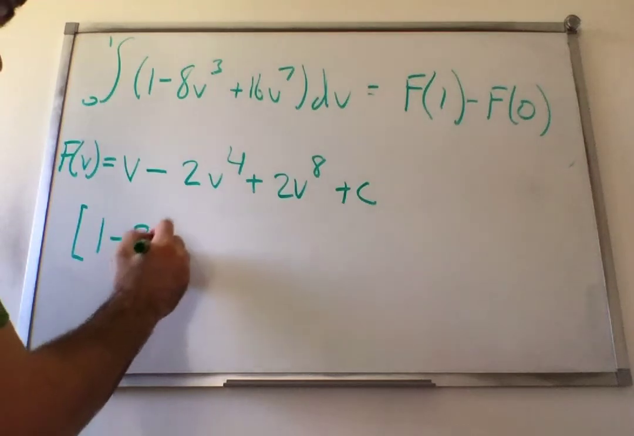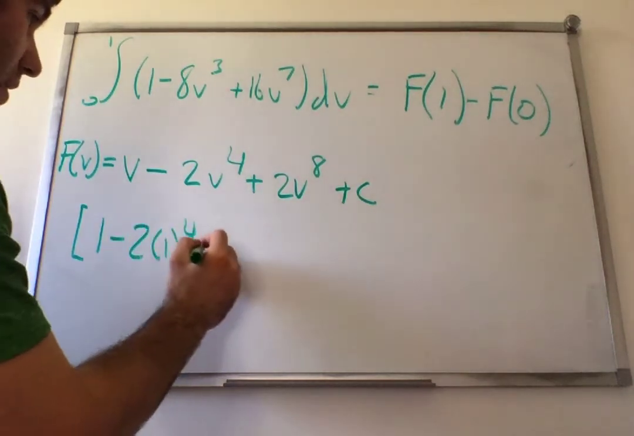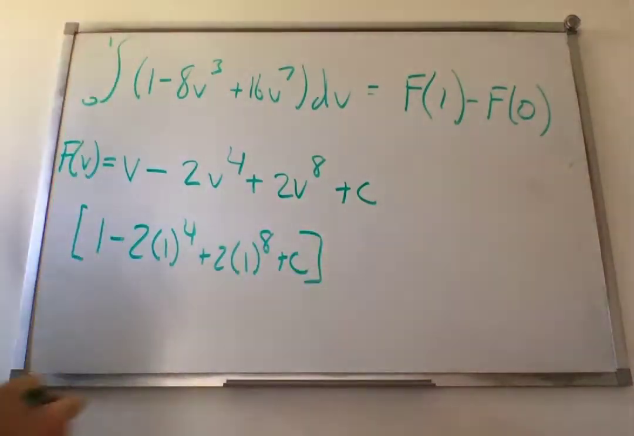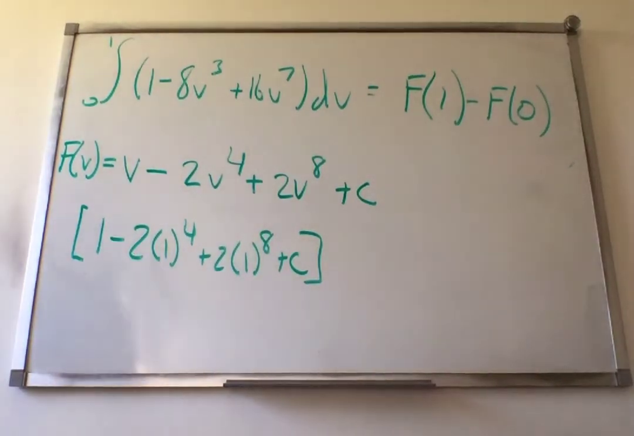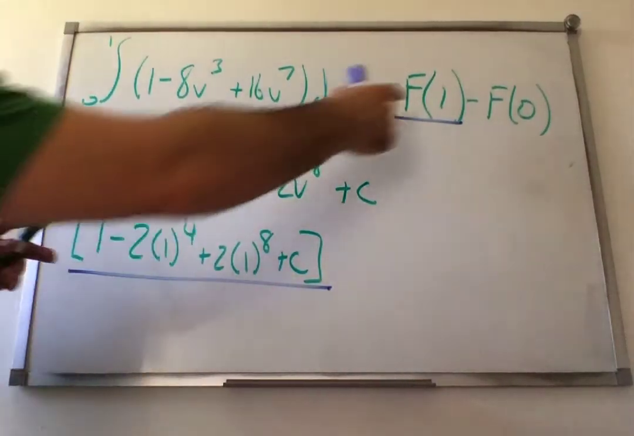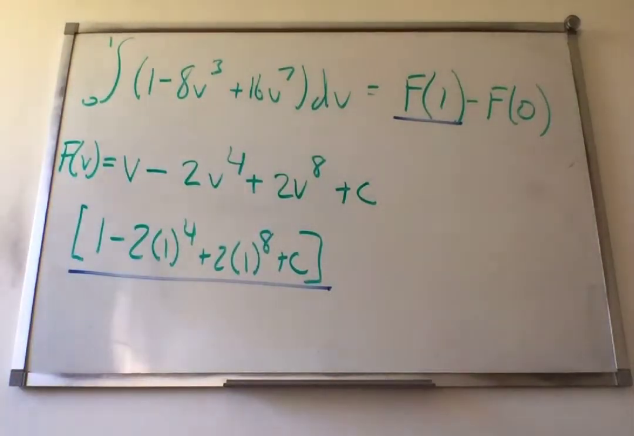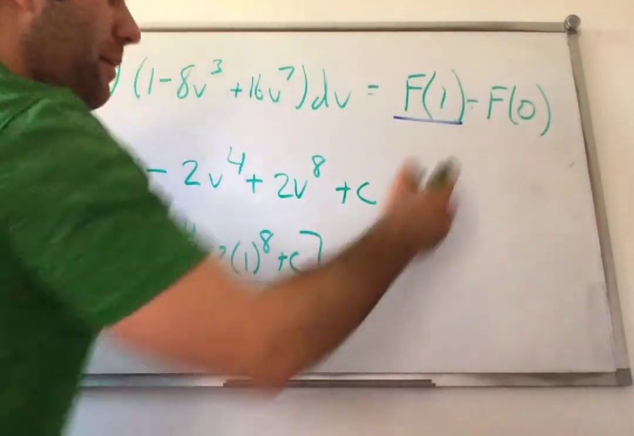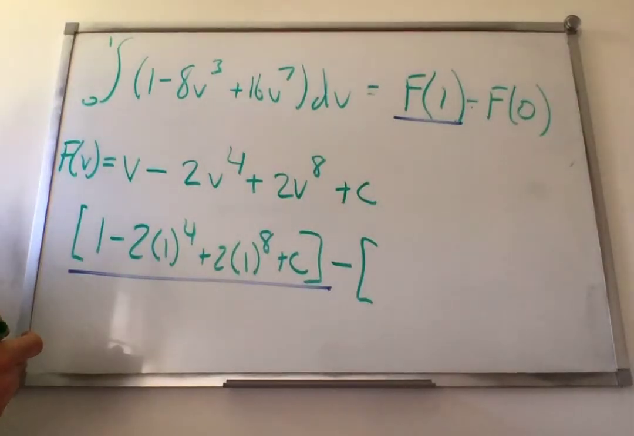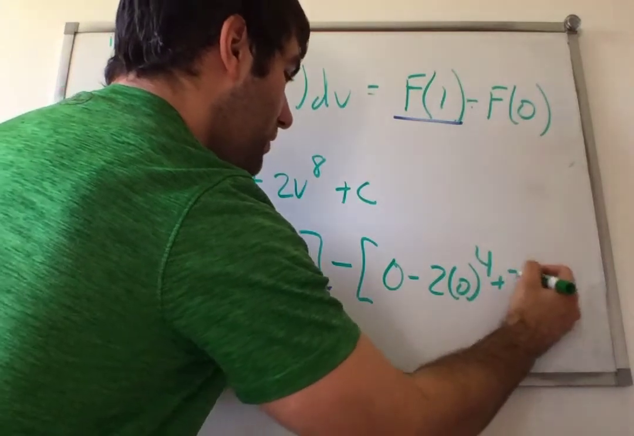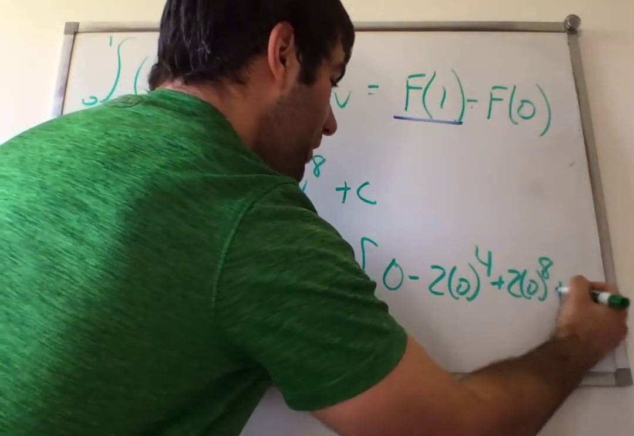So plug in 1. 1 minus 2 times 1 to the 4th plus 2 times 1 to the 8th plus c. So I will highlight what I just did. I did this piece right there. I plugged in 1 into my antiderivative. So now here comes the minus. I'm going to plug 0 into my antiderivative. Well, that's 0 minus 2 times 0 to the 4th plus 2 times 0 to the 8th plus c.